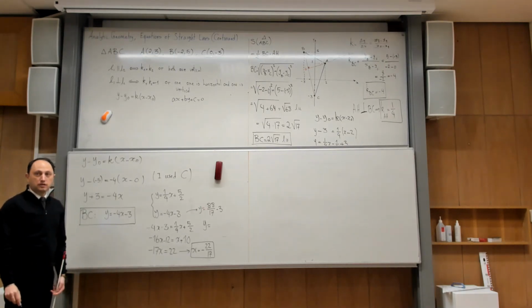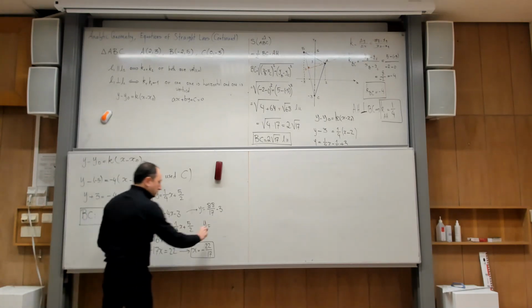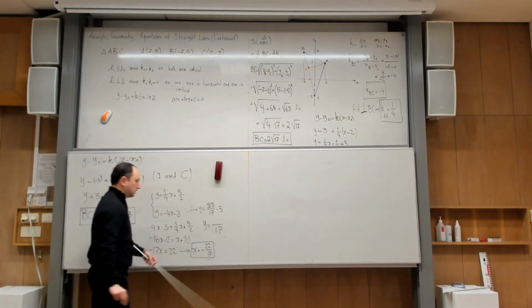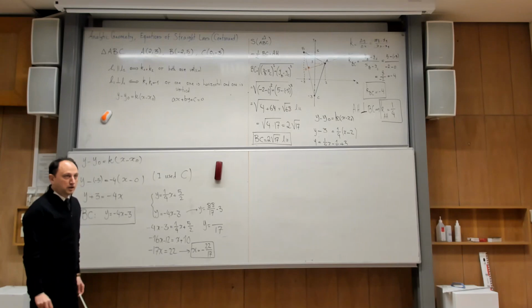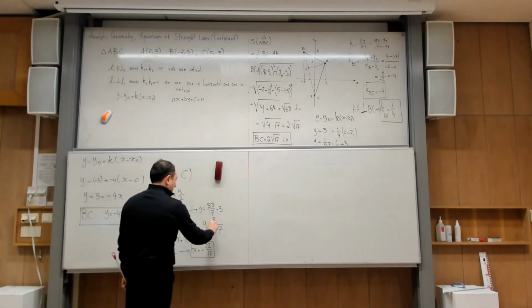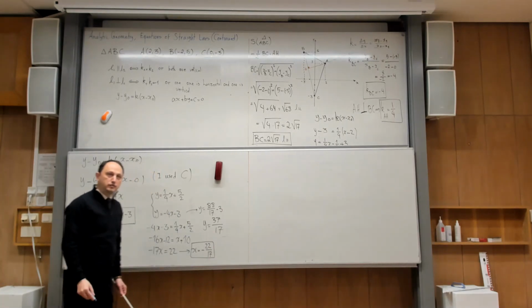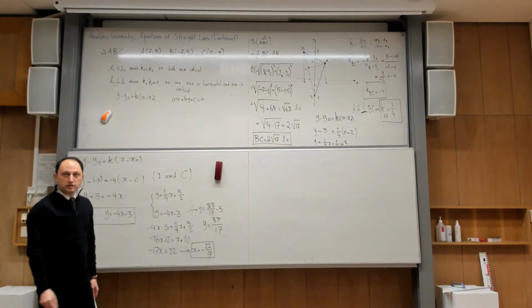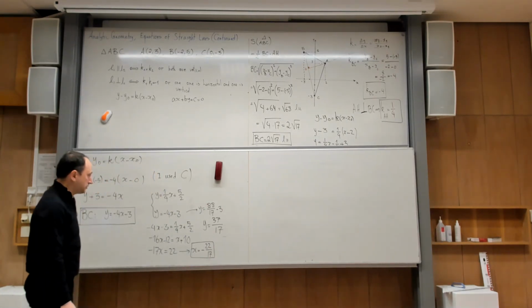88/17 minus 3? It's like 1. So what is the denominator? 17. Denominator is 17. So you need to multiply 3 by 17. How much? 37/17. Yes, 37/17. 3 times 17 is 51. 88 minus 51 is 37.